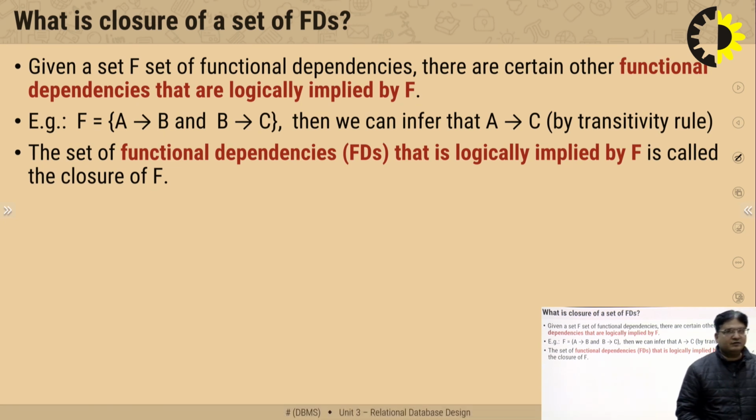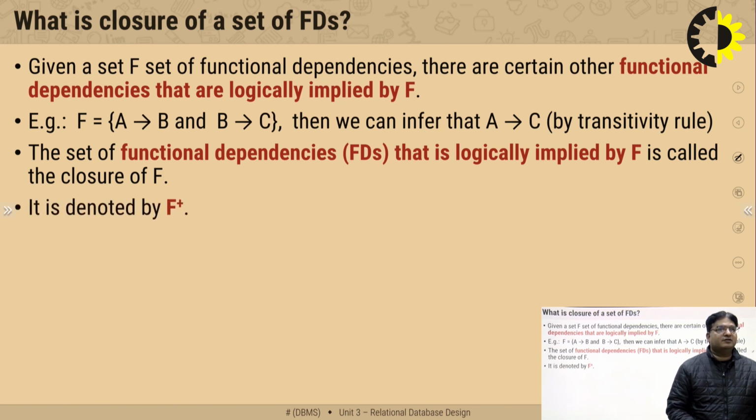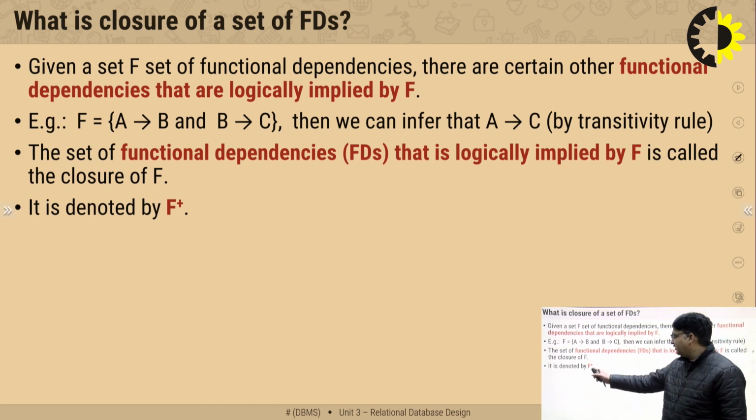We shall be using the inference rules to derive new FDs from the current FDs, and that will be the closure of the set of FDs. That is denoted by F plus, that is indicated here. This is how to write F plus.